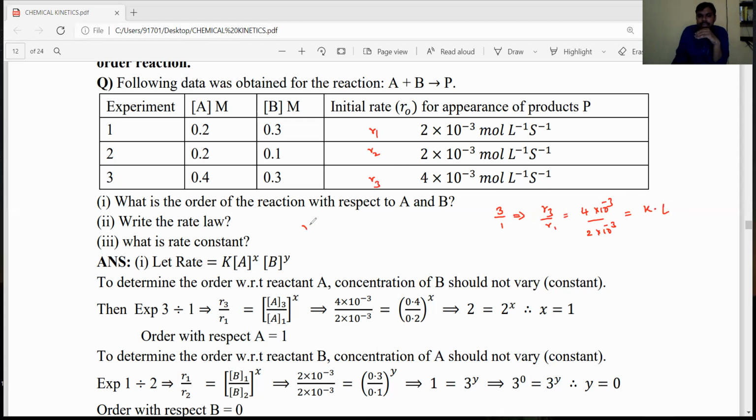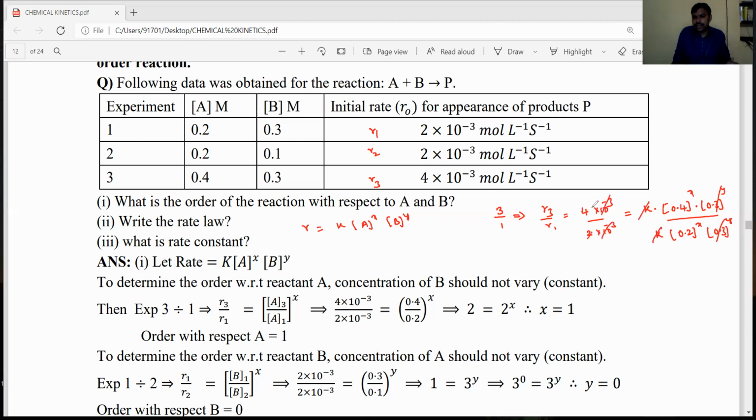Already we know that the rate R is equal to K into concentration of A whole to the power of X into concentration of B whole to the power of Y. Concentration of A, how much did they give, dear students? 0.4. So 0.4 whole to the power of X into concentration of B, 0.3 whole to the power of Y, by concentration of A in experiment 1, that is K into 0.2 whole to the power of X into 0.3 whole to the power of Y. Then Y will cancel. That's why the B concentration should be constant, meaning the B values will cancel. Then the K also will cancel.